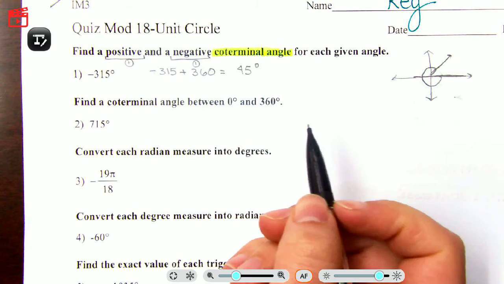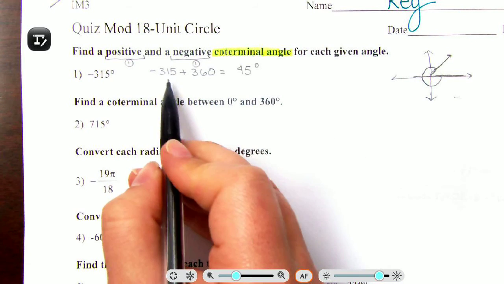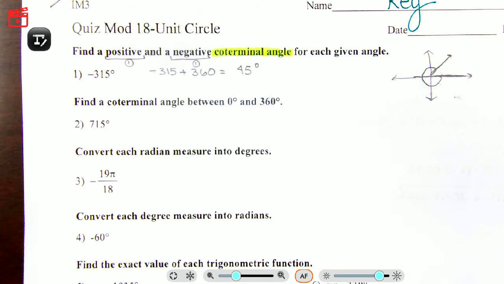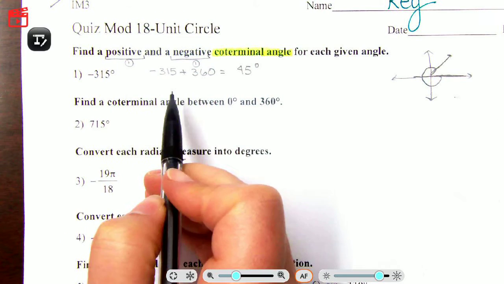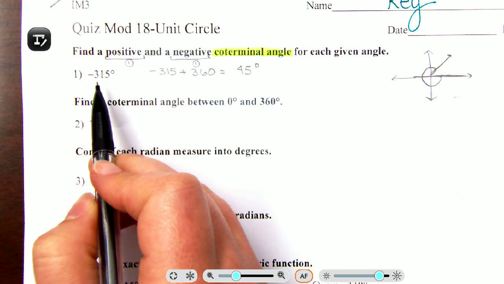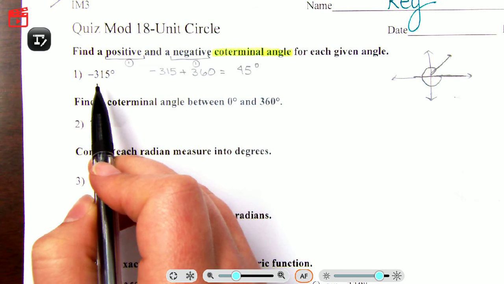Now it's also asking for a negative coterminal angle. You cannot use the one that they already gave you. It's asking for a coterminal angle. If you give me the same thing, so some of you decided to give me negative 315, that is not a coterminal angle. That is the angle.